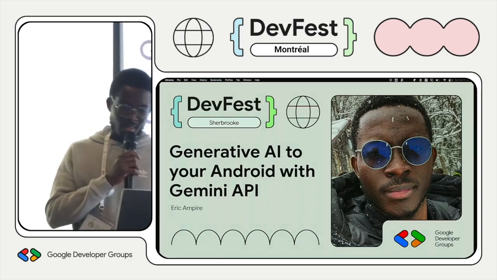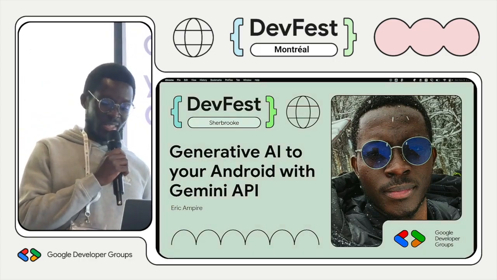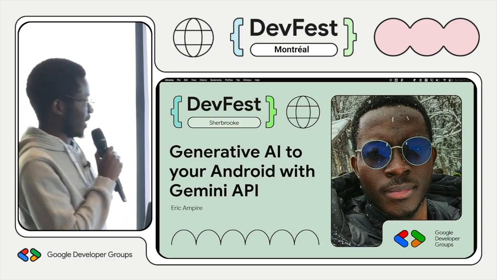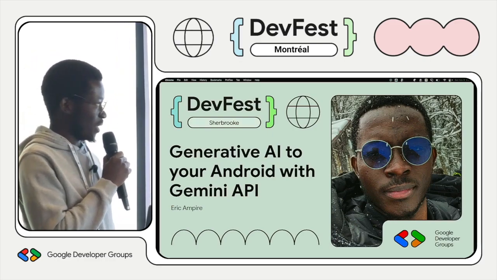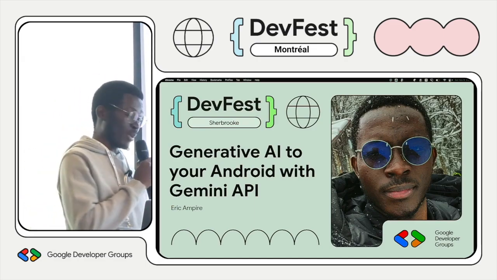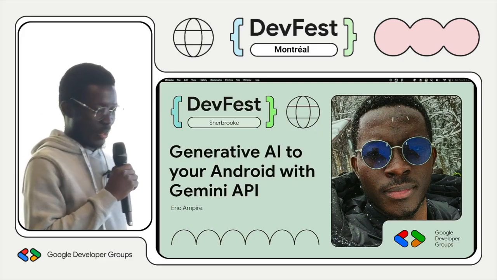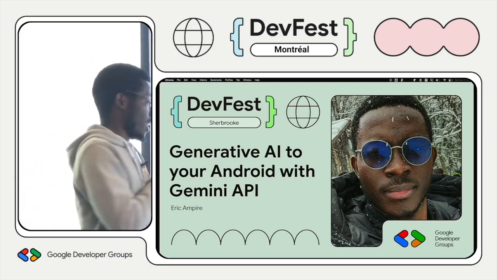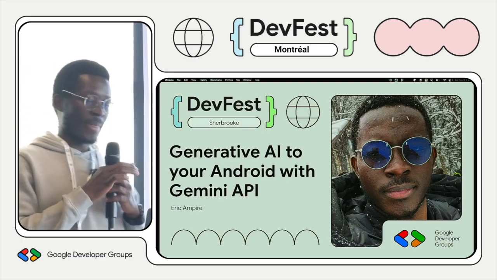Hello everyone. As you can see, the title is different from the one that we had on the agenda. I had a problem with my Google Play console, so that's why I've switched to another talk. Hope you will be enjoying this one. Today we'll be talking about generative AI on Android using the Gemini API.